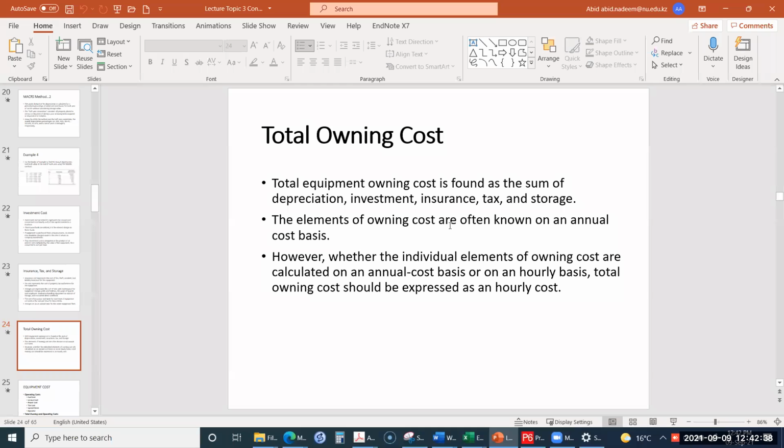So the elements of owning costs are known on an annual cost basis. However, whether the individual elements of owning costs are calculated on an annual cost basis or an hourly basis, total owning cost should be expressed as an hourly cost.